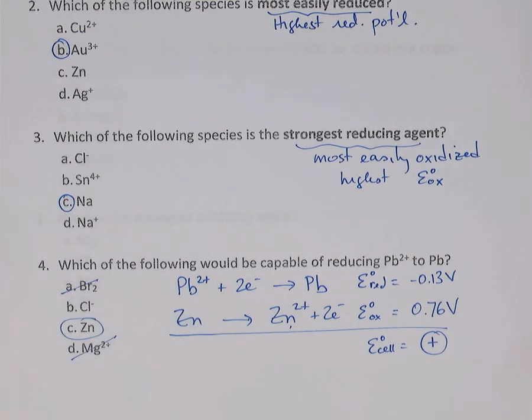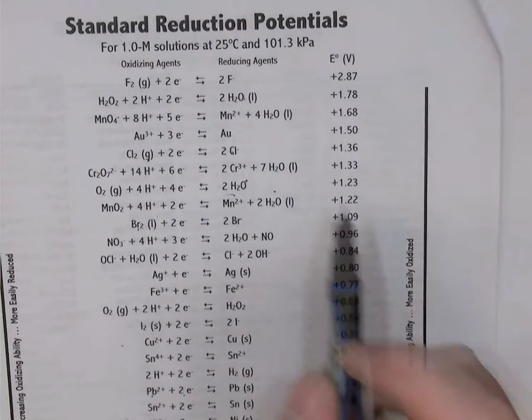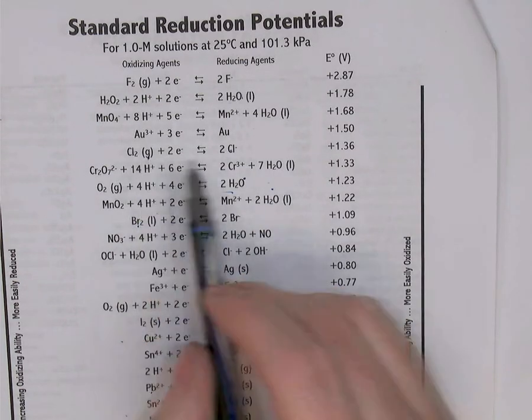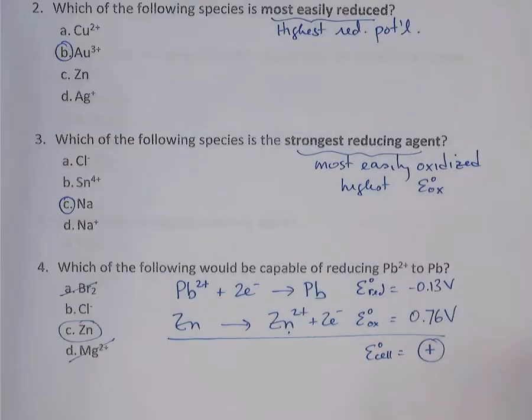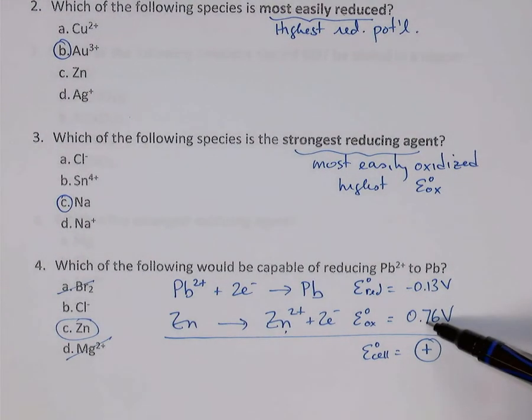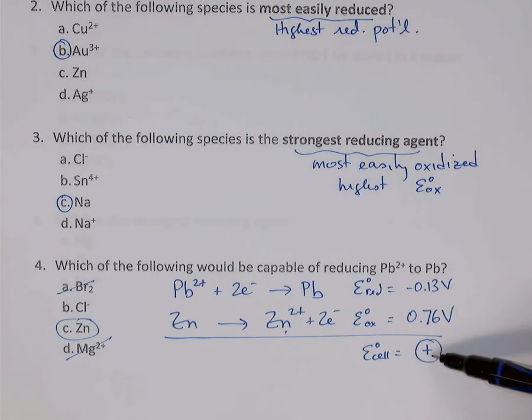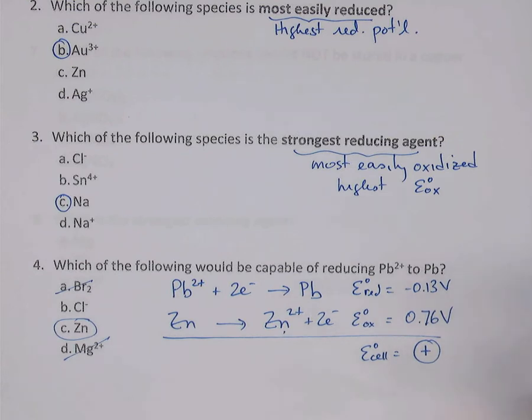If we look back at the other possible answer there, chloride's oxidation potential would have been negative 1.36 volts. If we had put negative 1.36 volts here, we'd get a negative cell potential, which means the chloride ion would not have been able to reduce lead. So that's a long way of doing this. It's to calculate the cell potential and look for the cell potential that's positive.